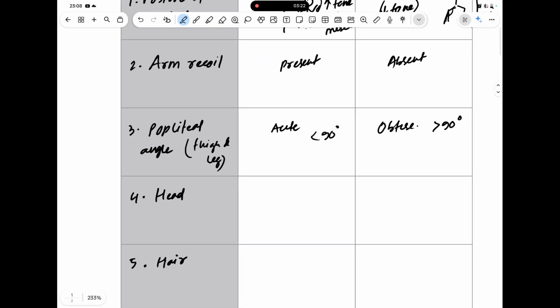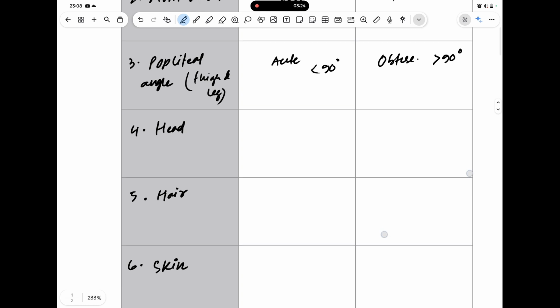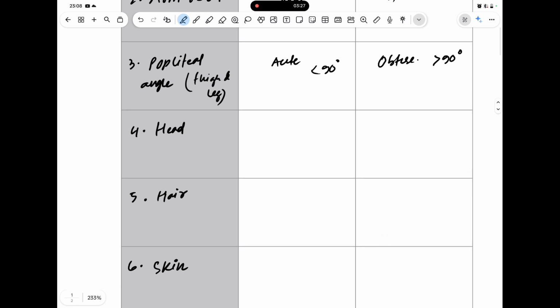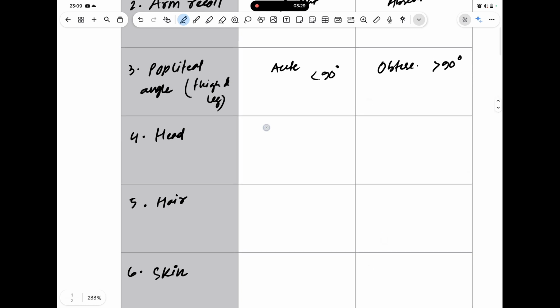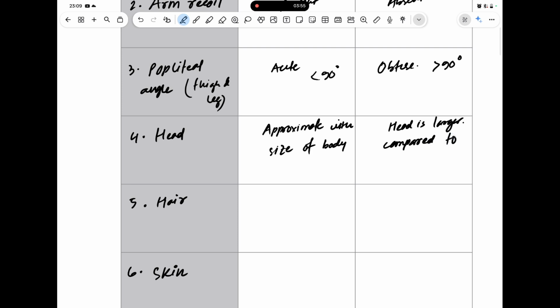Okay, in case of term babies, the size of the head is approximately in proportion with the size of the body, right? In case of preterm, the head is larger, compared to the size of the body.